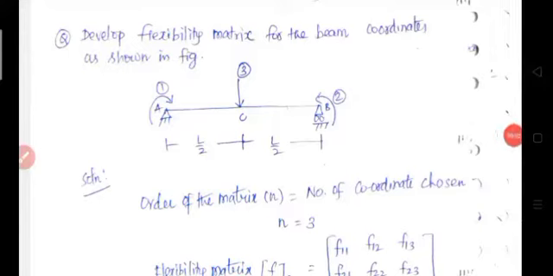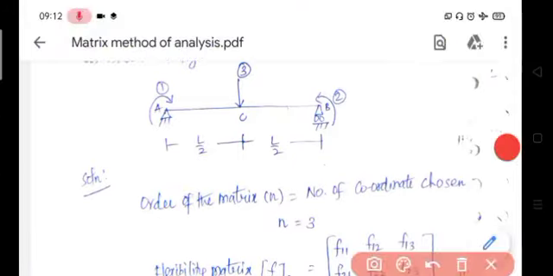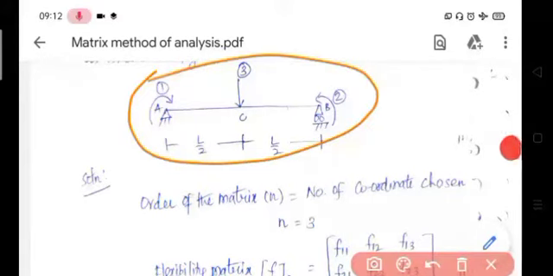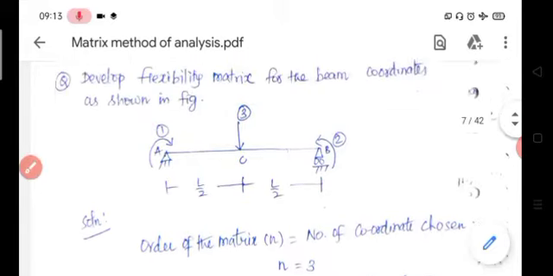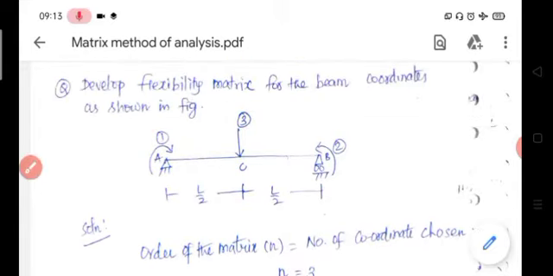Hello student, in this video lecture we are going to see another example to develop the flexibility matrix for the beam coordinates as shown in the figure. It is a simply supported beam with three coordinates shown. Coordinate 1 is a moment, coordinate 2 is also a moment, and coordinate 3 is a force coordinate. Let's develop the flexibility matrix for these three coordinates.